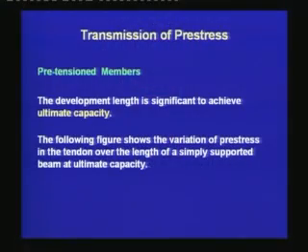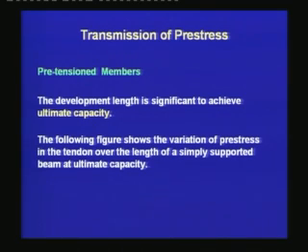The development length is significant to achieve ultimate capacity. That means whenever we are checking the member capacity at a particular critical location, we need to make sure that the adequate development length has been provided from the end to that particular location so that the stress in the tendon can achieve the ultimate prestress FPU.